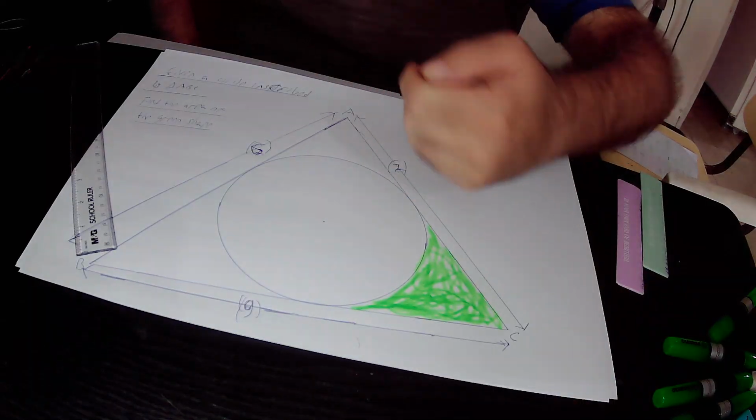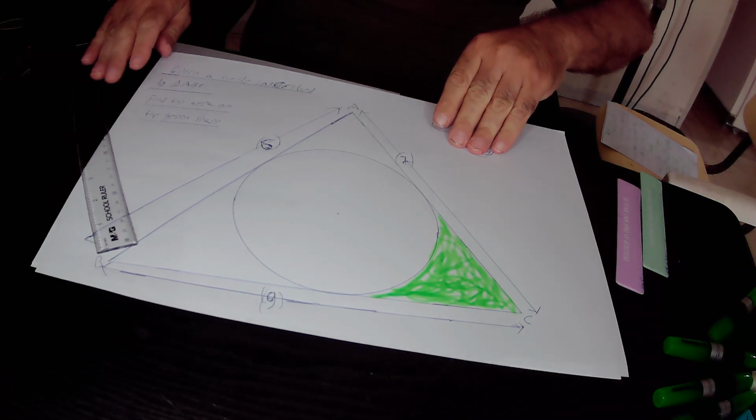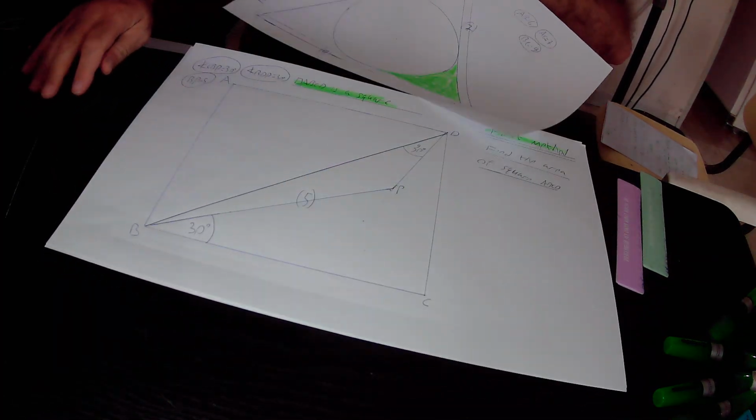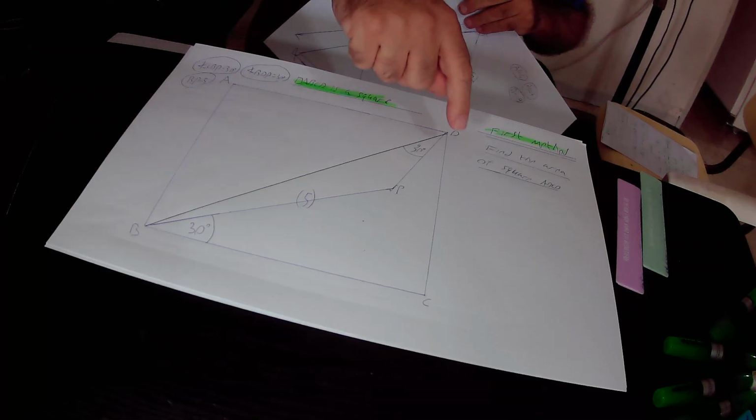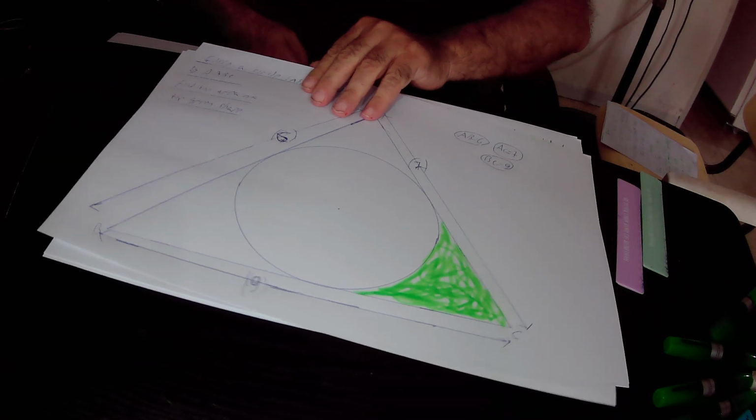Hello, in this lecture we'll answer two questions. In the first question we find out the area of this green shape, and in the second question we find out the area of this square ABCD. So we start with the first question.